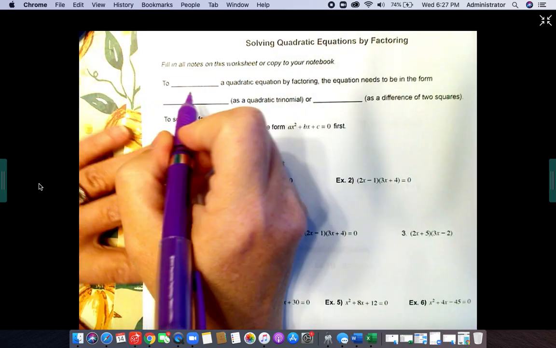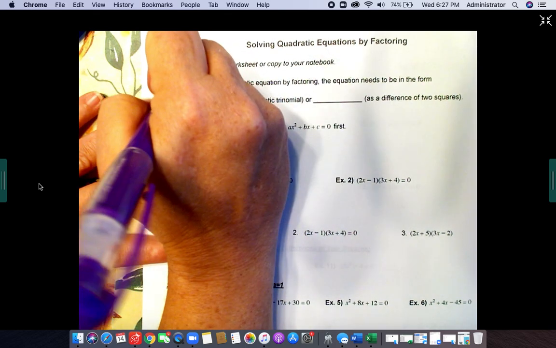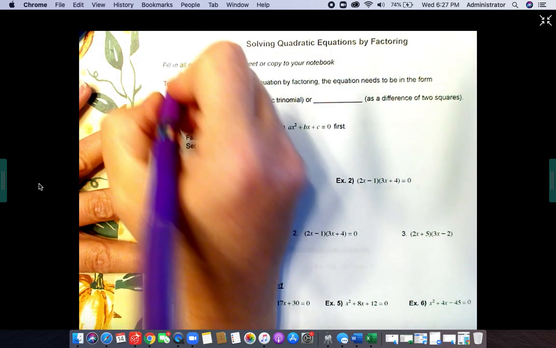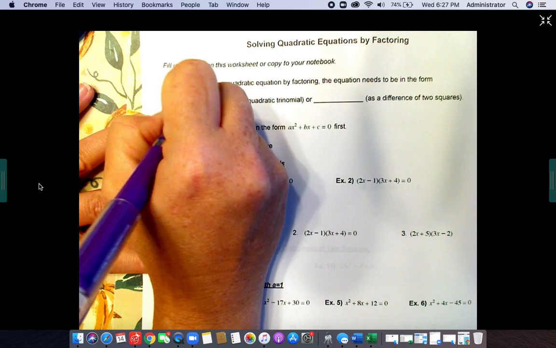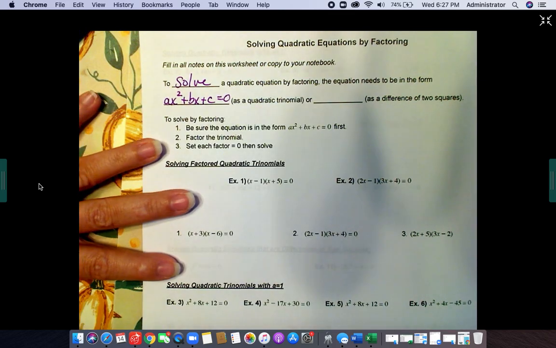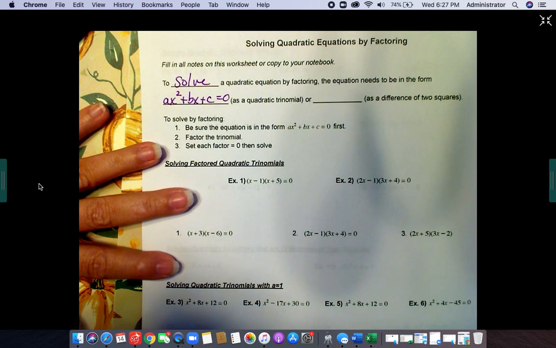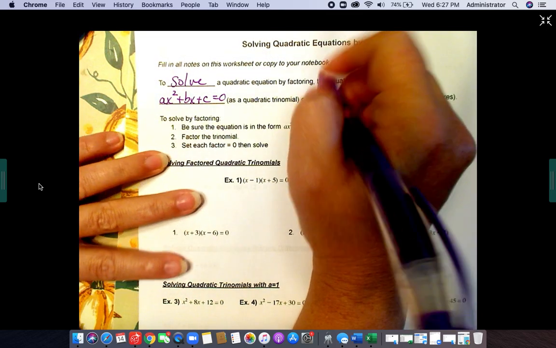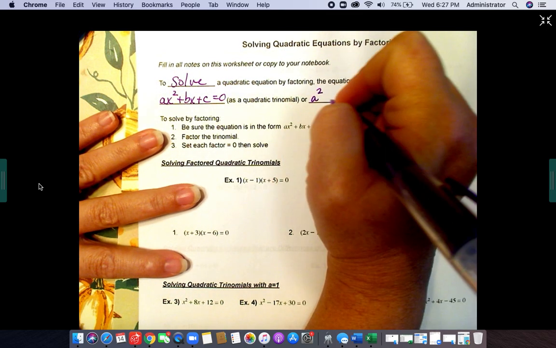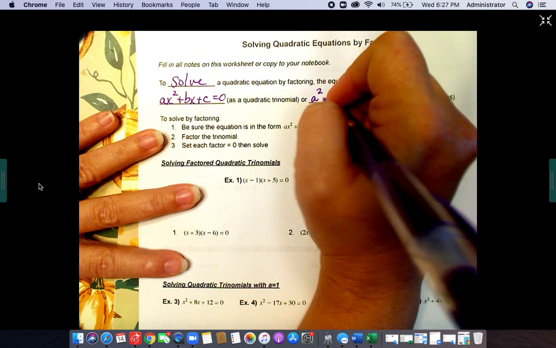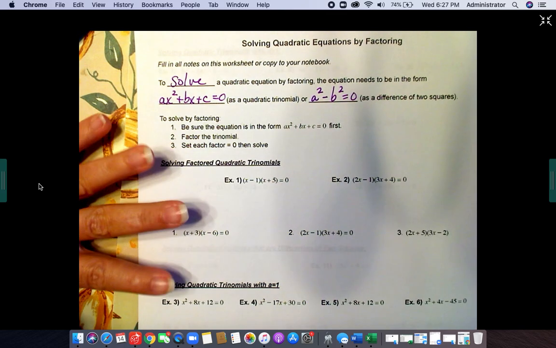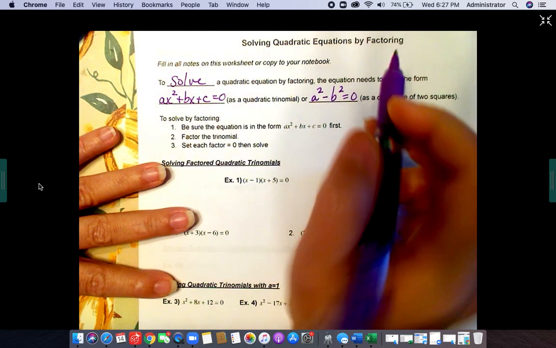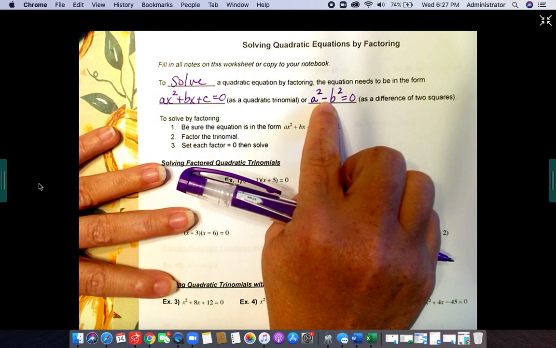It says to solve a quadratic equation by factoring. To solve a quadratic equation by factoring, the equation needs to be in the form ax squared plus bx plus c is equal to 0, in the case of a quadratic trinomial, or in the form a squared minus b squared equals 0. In other words, if you remember differences of 2 squares, it's when you have 2 perfect square terms with a minus sign.